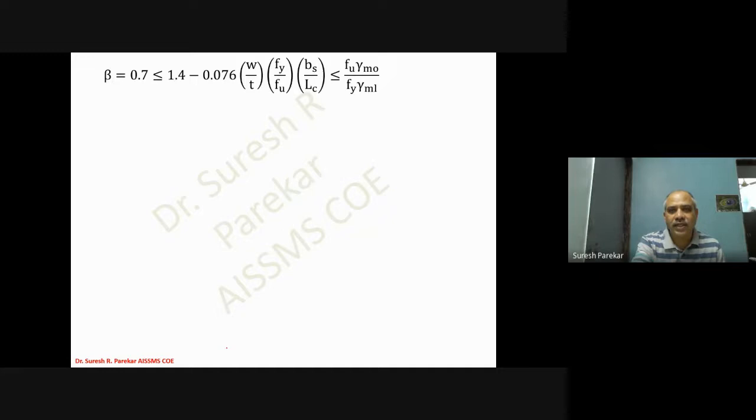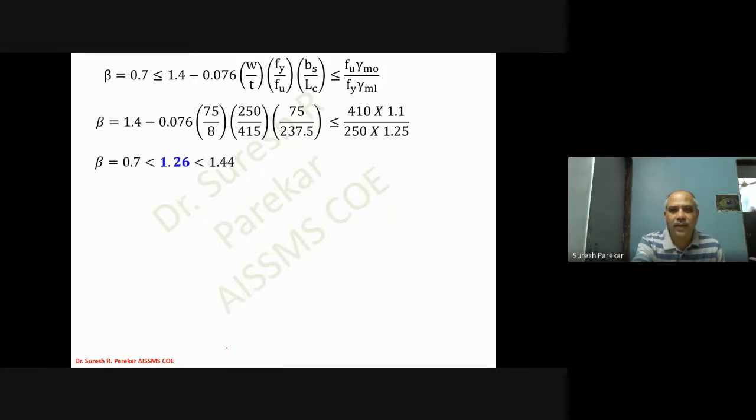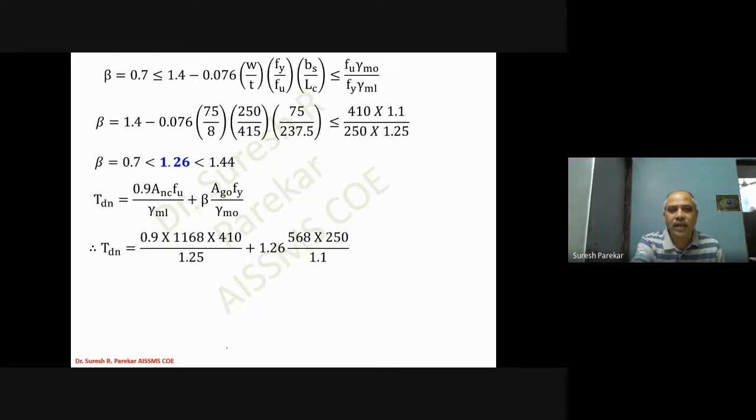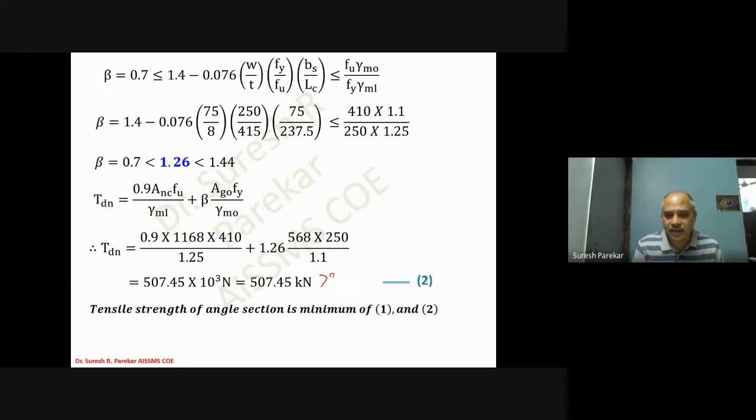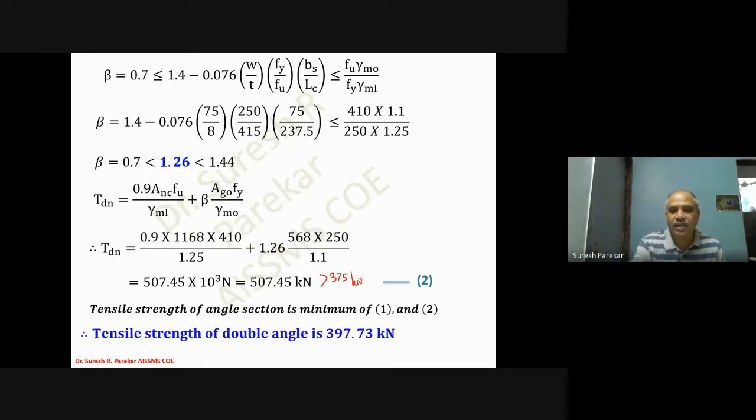Then substituting all these values in this equation, we get the value of beta as 1.26. And then we substitute this value in this equation, and from this we get the value of Tdn, which will be 507.45 kilonewton. And again this value is greater than the given value, that is 375. So this is again greater than 375. And the minimum of the two we have to consider as tensile strength, which is 397.73 kilonewton, greater than 375 kilonewton, and that is safe.